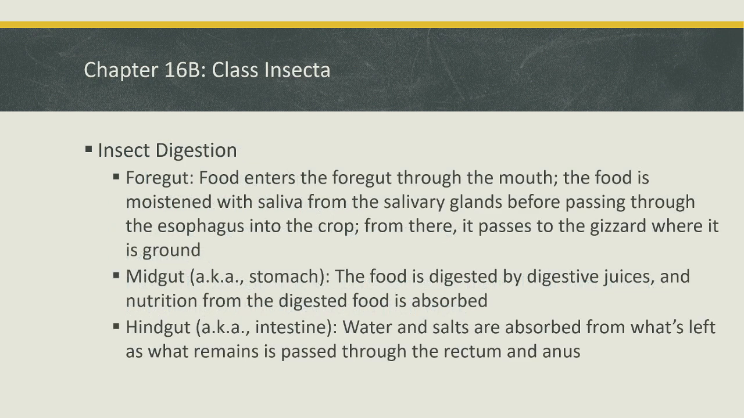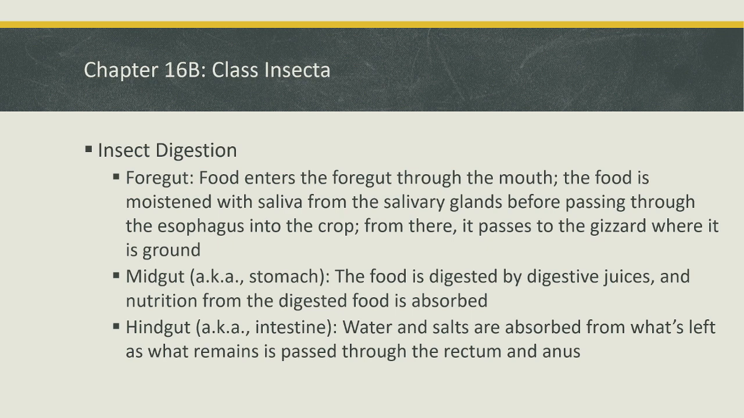Insect digestion: three main parts of the digestive system: the foregut, the midgut, and the hindgut. In the foregut, food enters through the mouth. The food is moistened with saliva from the salivary glands before passing through the esophagus into the crop. From there, it passes to the gizzard, where it is ground. So there's the crop and gizzard again. We'll see it in birds. We saw it with worms. And here we're seeing it with insects.